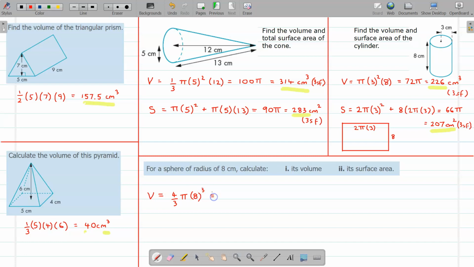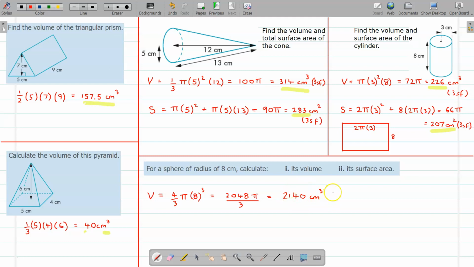And initially it would give it to you in exact form. And that comes to 2048 over 3 pi. So it would give you that on the calculator first. Okay, and then if you press the SD button on the calculator, it will decimalize it, and to 3 significant figures, it's 2140 centimeters cubed. That's the volume. I think it's 2144 and something, but to 3 significant figures, 2140.